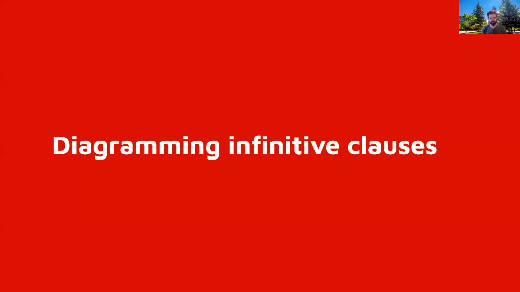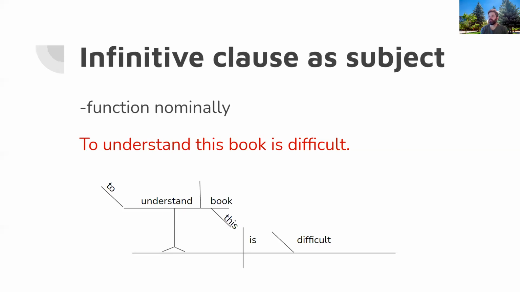Let's take a look at some diagrams, and this might help us better see how the infinitive phrases are functioning in the sentences. So let's take a look at how an infinitive clause could function as the subject of a sentence. So here it's functioning nominally, functioning in the subject slot. "To understand this book is difficult." Okay, so another way to think of this is "something is difficult." What is difficult? "To understand this book" is difficult.